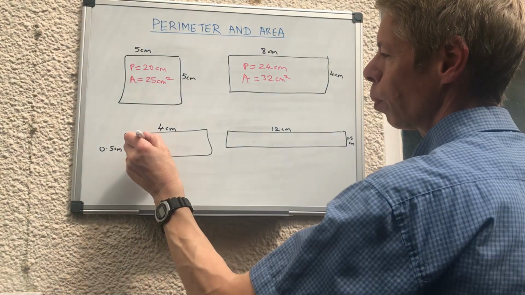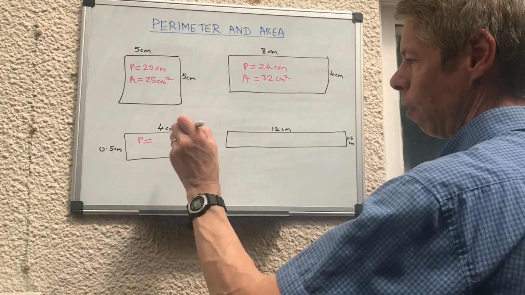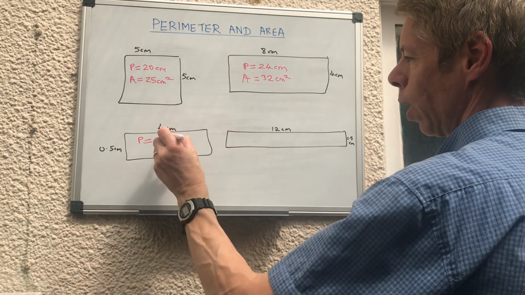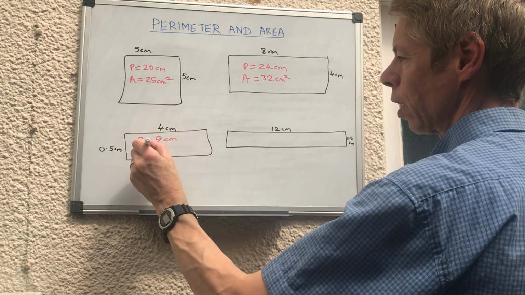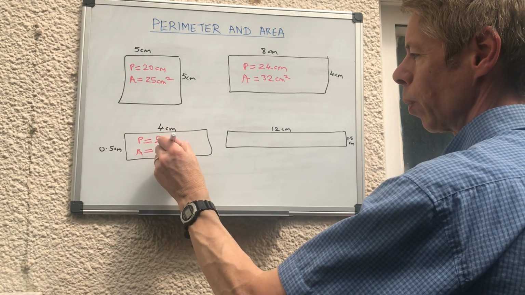Right, for this one, the perimeter is going to be 4 plus 4 plus a half, so 8 plus 1 is 9 centimetres, and then the area, half of 4, which is 2 centimetres.